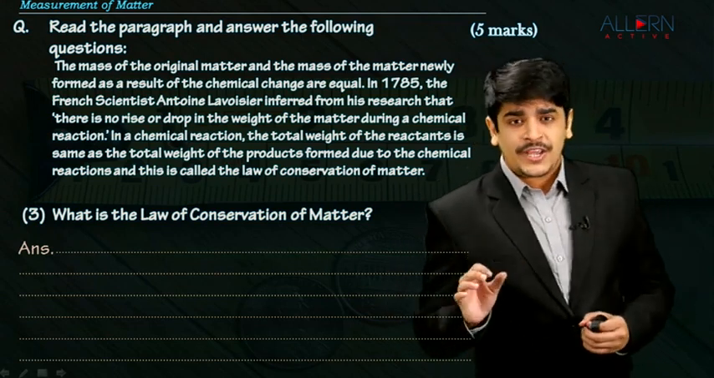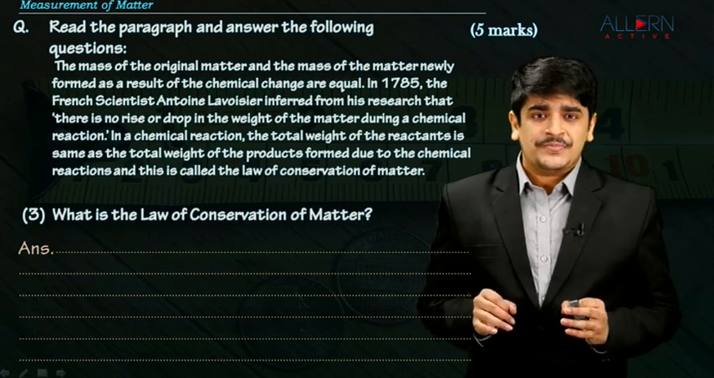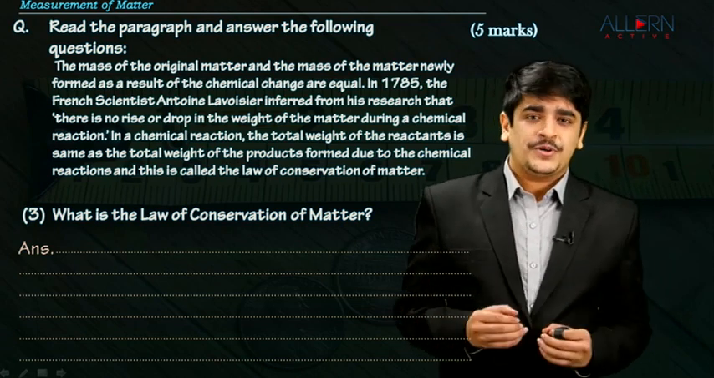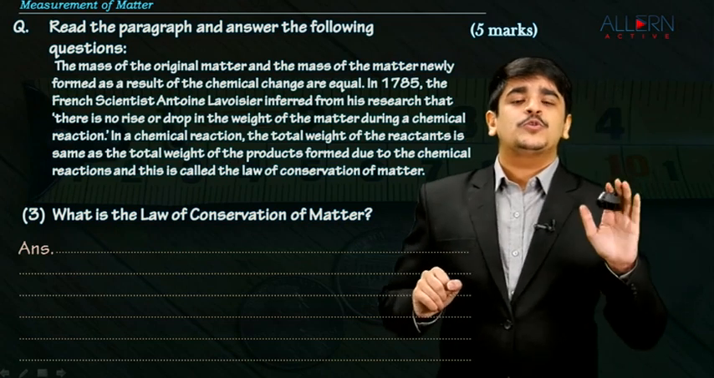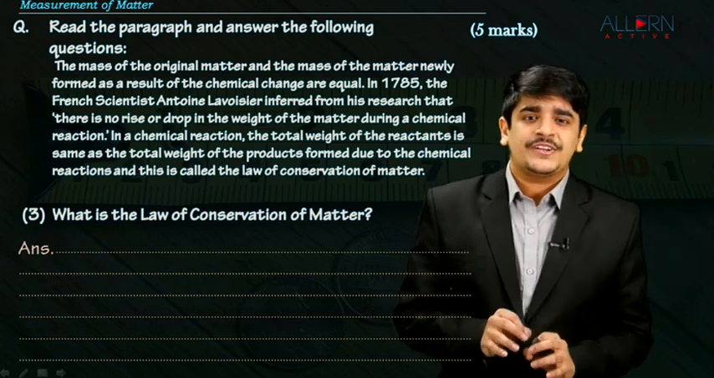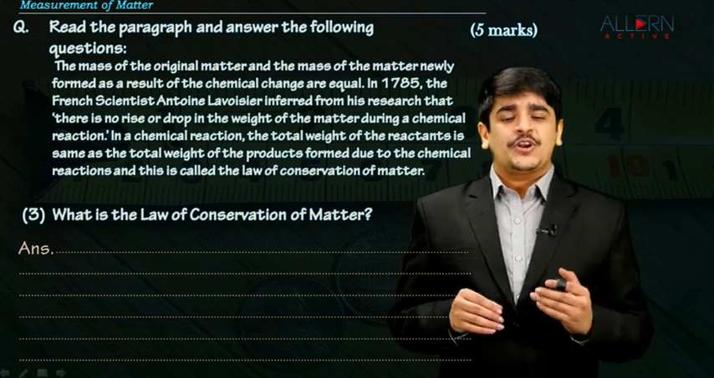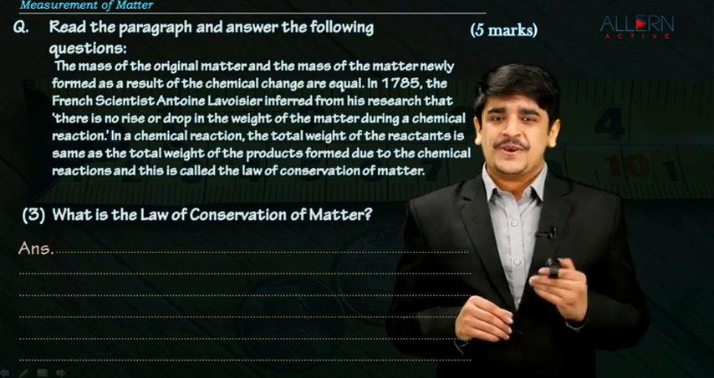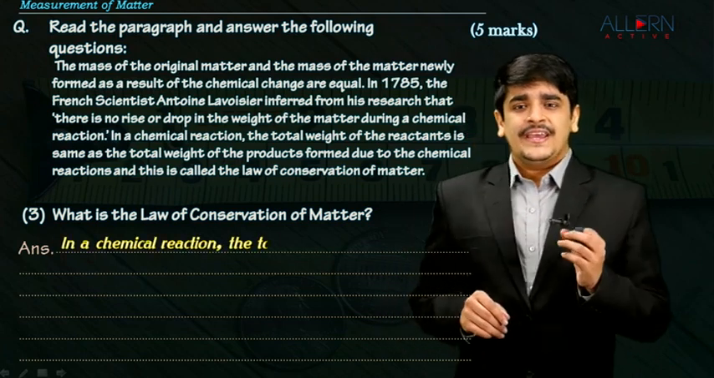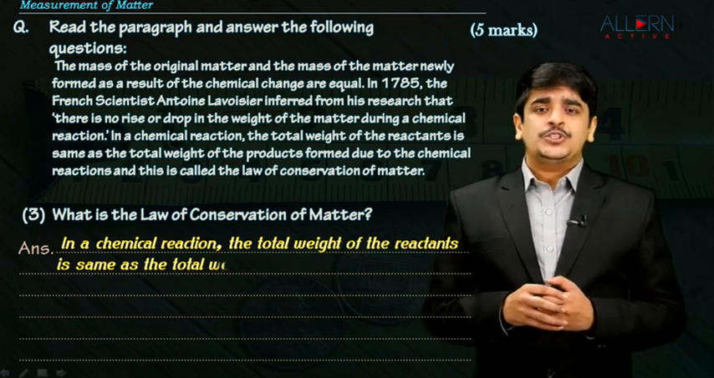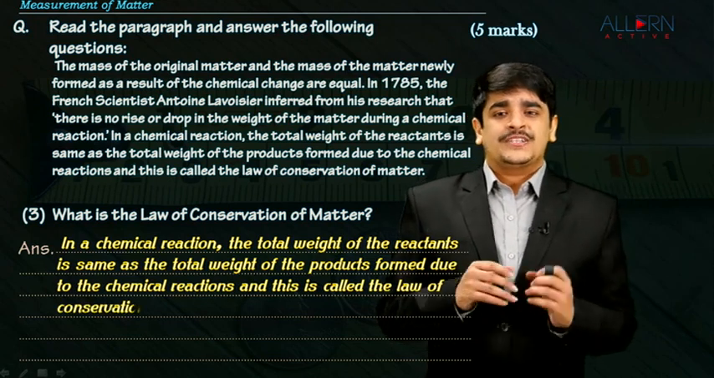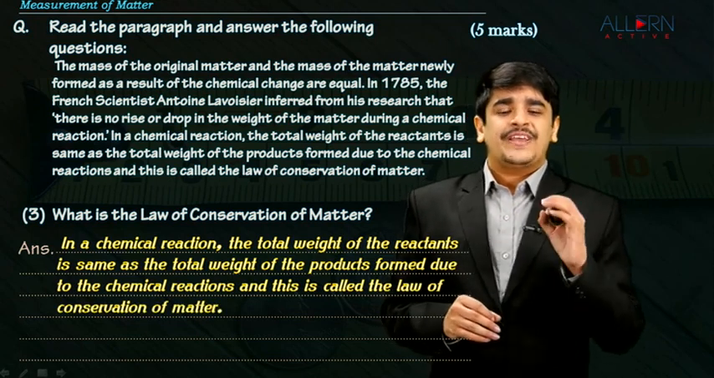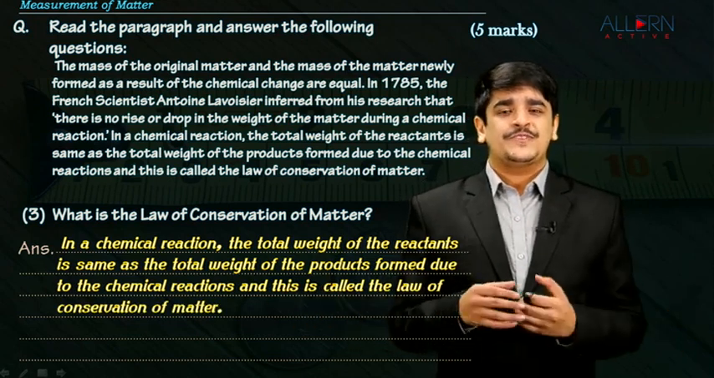Matter can neither be created nor can it be destroyed. It can only be converted from one form to the other, which means the total mass of the reactants is exactly equal to the total mass of the products during a chemical reaction, provided the masses were measured under the same conditions of temperature and pressure. Let's have a look. In a chemical reaction, the total weight of the reactants is exactly equal to the total weight of the products formed during the chemical reaction. And this over here, my dear child, is the law of conservation of matter.